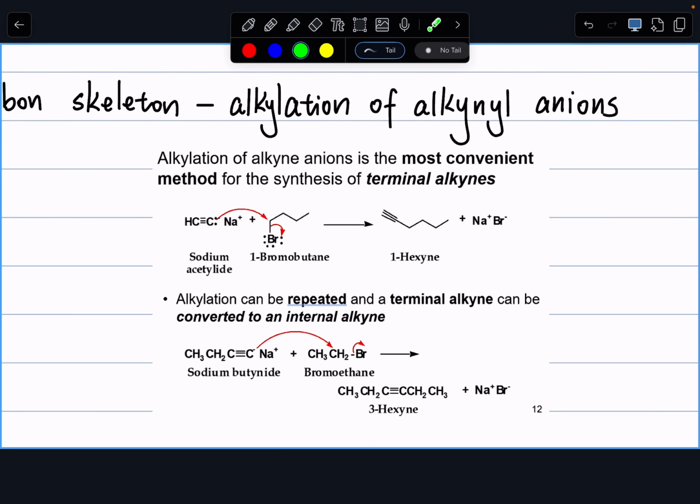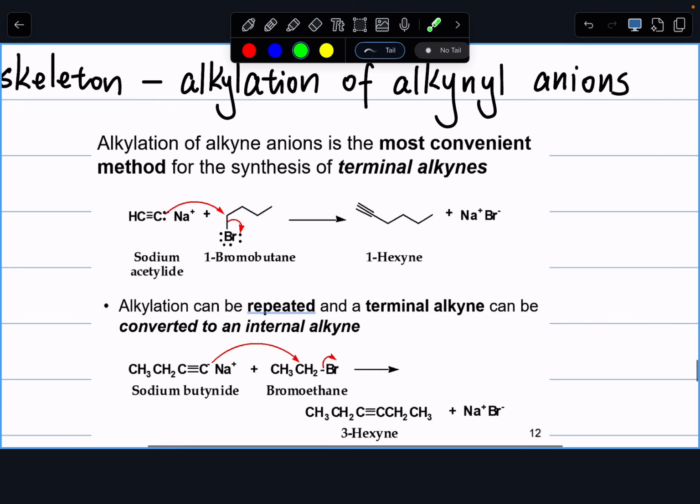For the carbon skeleton, we're talking about alkylation of alkynyl anions. We're talking about alkynes, especially terminal alkynes with a terminal C-H bond. Upon deprotonation of that acidic terminal alkynyl hydrogen, we get a very strong nucleophile that reacts with a haloalkane via a nucleophilic substitution reaction to form the elongated carbon skeleton. The alkylation can be repeated as long as terminal alkynes are available, so you want to manipulate the reaction carefully to make sure you have a limiting reagent.